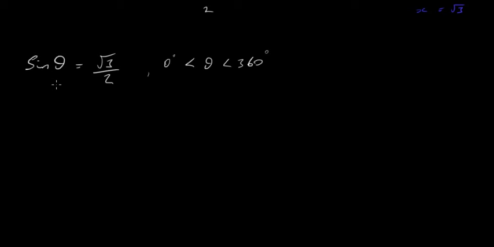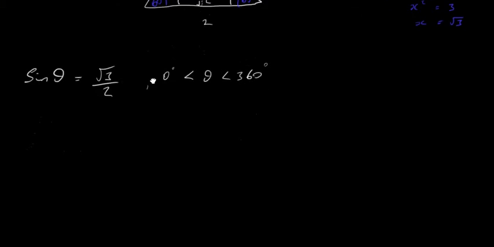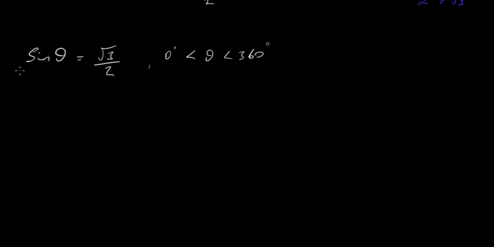So first thing we can do is see what reference angle would have a sine of root 3 over 2. And if we look back here, if we take root 3 over 2, we can see that that's actually the cos of 30 degrees here. And it's also the sine of 60 degrees. Now we're dealing with sine here. So the sine of what will give us root 3 over 2? The sine of 60 degrees is actually root 3 over 2. So that's very handy. So we now know that our reference angle is 60 degrees.